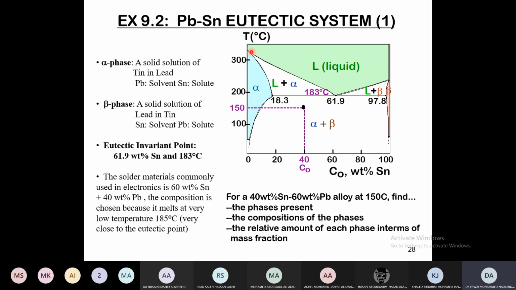One of the applications, how would you reach to that? Actually, from the phase diagram, you can see this is the composition you want in order to reach the lowest melting point temperature for this alloy, basically.